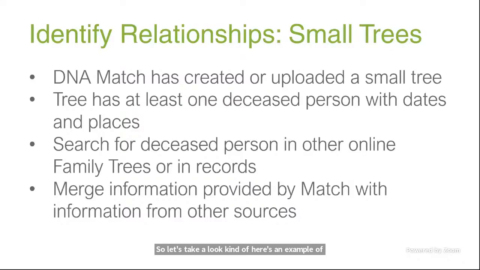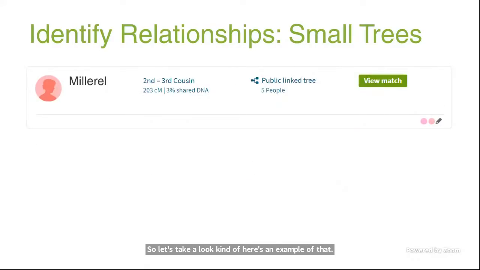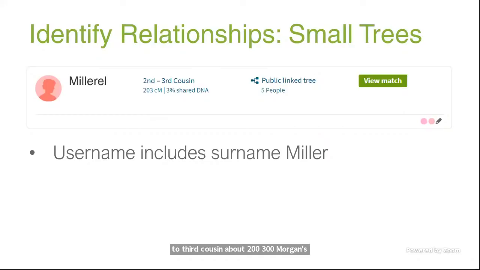So here we have a DNA match. This one's from Ancestry. The match's name is Miller L. Second to third cousin, about 203 centimorgans. They do have a public link tree. Look at that in a second. But first, notice that the username actually has the surname Miller in the middle of it.